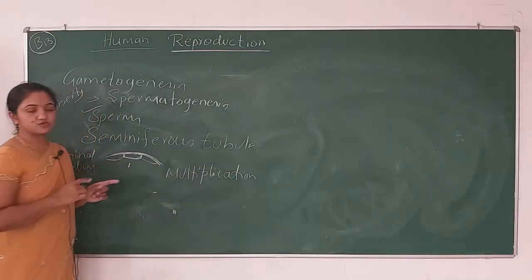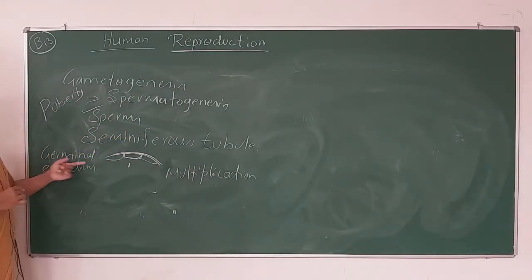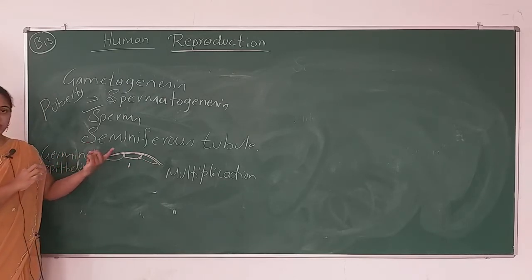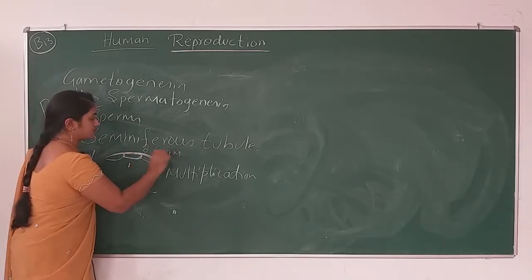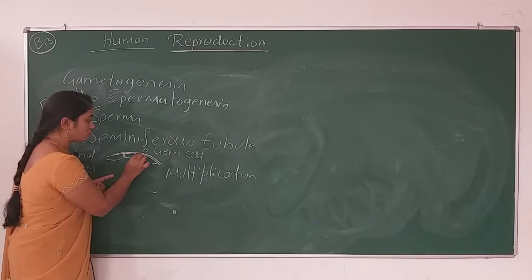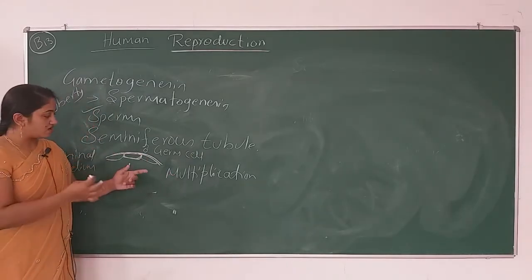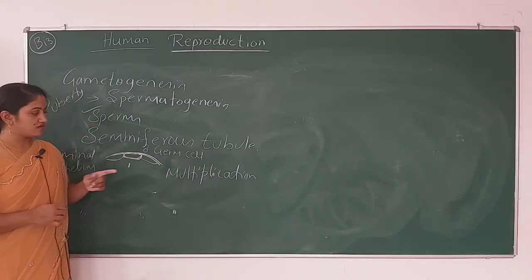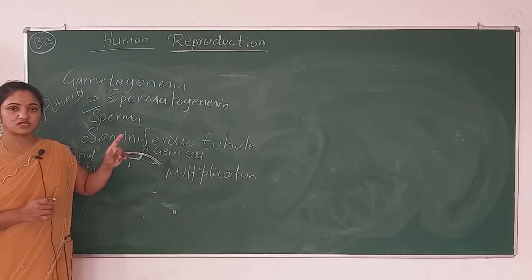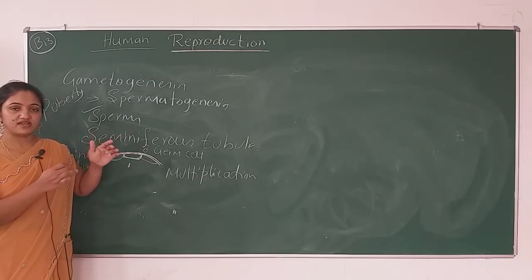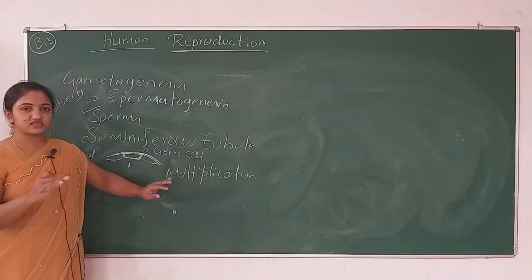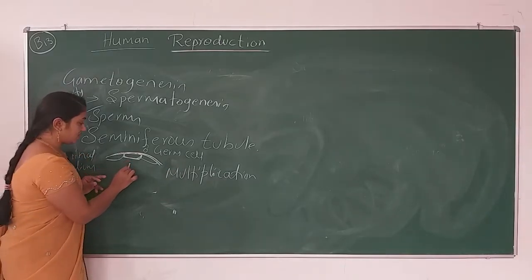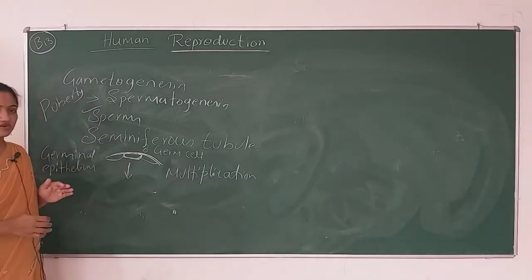So, we have started the spermatogenesis now. Concentrate on this. One of the germinal epithelial cells, that is the male germ cell, is undergoing multiplication, taking mitotic division. Why mitotic division? Mitotic division is the equational division where the chromosome number doesn't reduce. Only to increase the germ cell number it undergoes mitotic division.